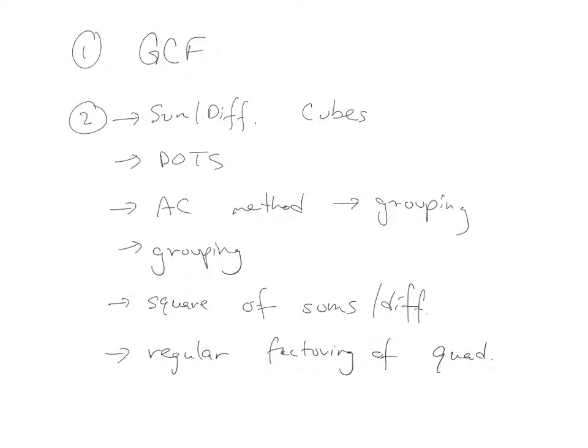We did a lot. We didn't necessarily do them in that order, and it doesn't matter what order we did them in. I just want you to see that we did all of these. Remember, AC method involved grouping, then there was regular grouping. There was something like x plus 2 quantity squared. We did regular factoring of quadratics, where the a value was 1. Difference of squares, sum of cubes, difference of cubes, we did all that.